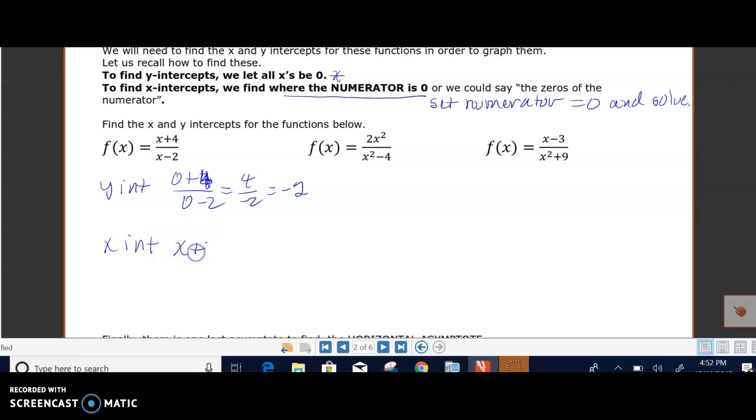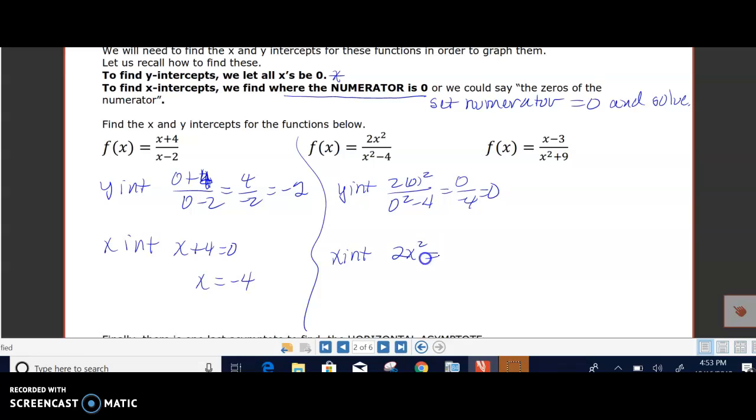The x-intercept comes from setting the numerator equal to 0 and solving. x equals negative 4. There's my x-intercept. Coming over here, for the y-intercept, we put 0 everywhere we have an x. That reduces to 0 over negative 4, which is 0. So the y-intercept is 0. For the x-intercept, we take the numerator, set it to 0, and solve for x. I divide by 2, x squared equals 0, and square root both sides, so x equals 0. The y-intercept and the x-intercept for this one happen to be the same number, 0.